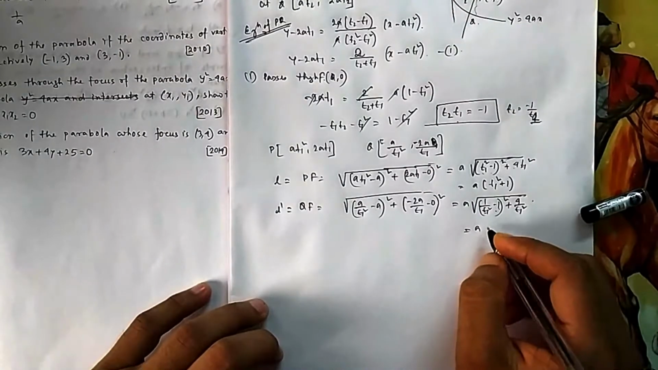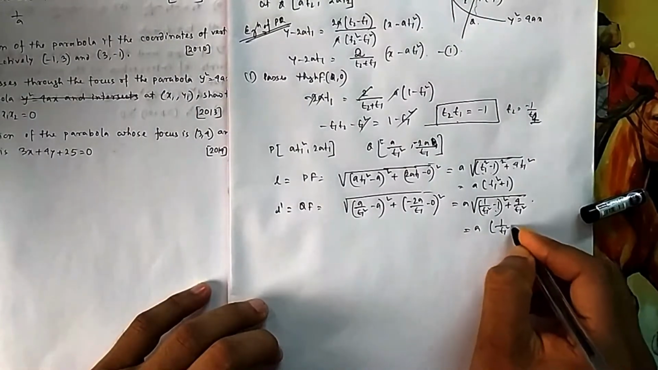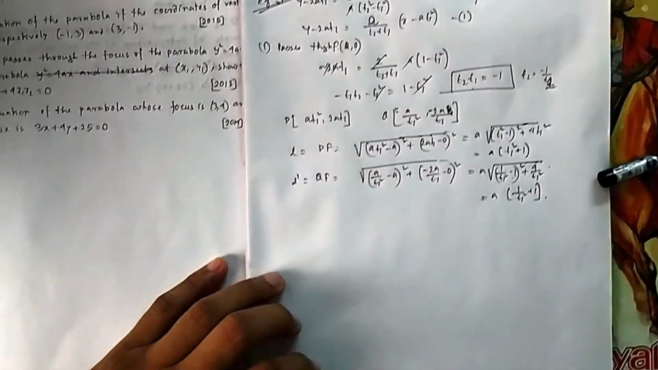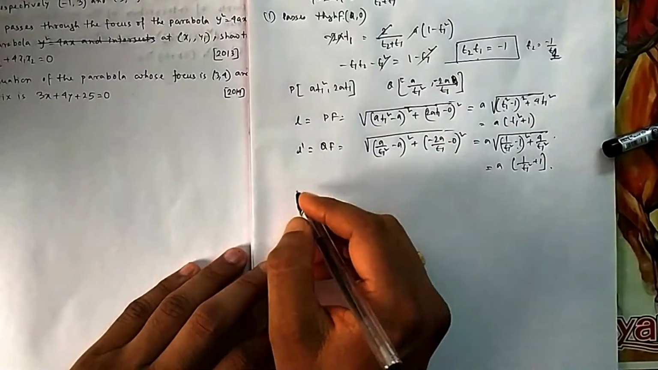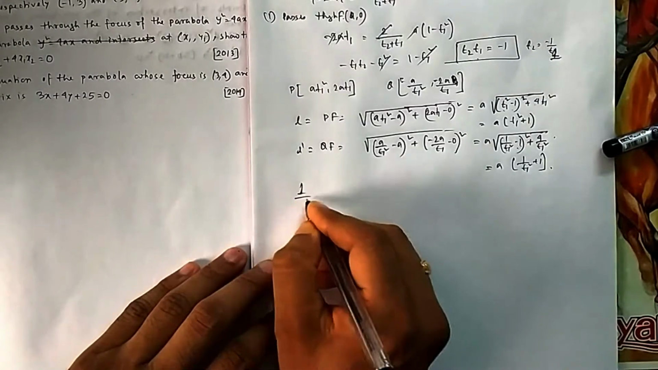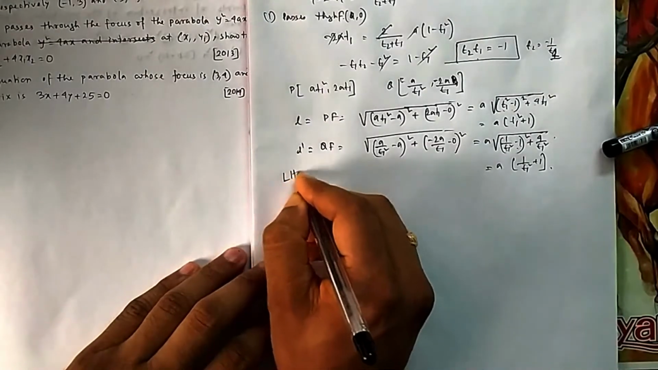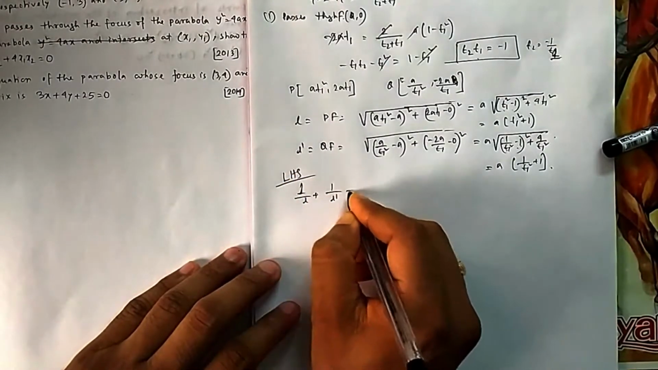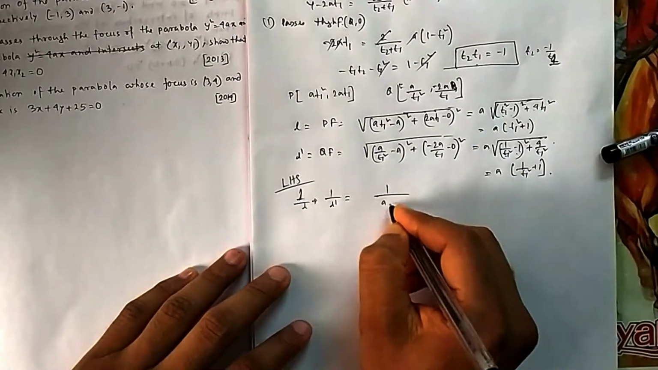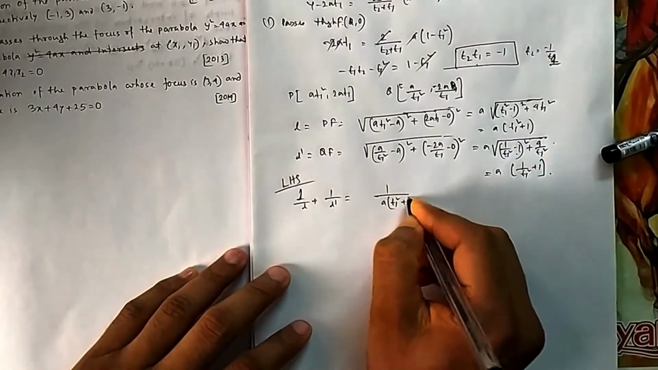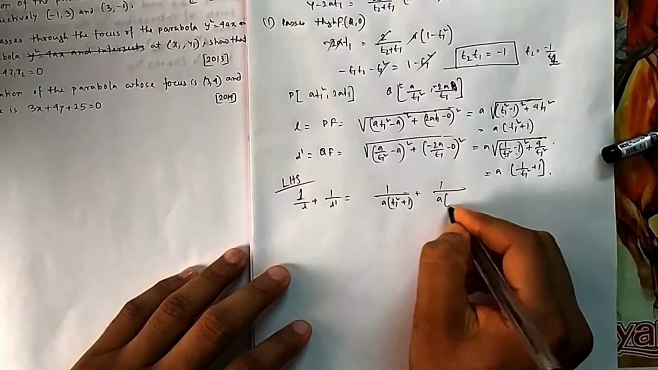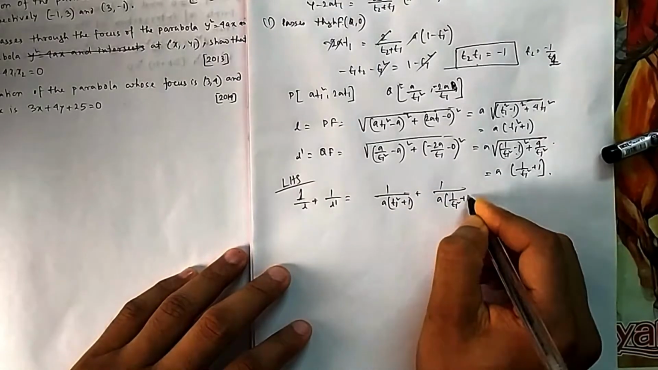So it is (a+b) whole square. So here also you will get something of this fashion. Now what do they ask to find? 1/L plus 1/L dash. So 1/L, that is your left hand side, plus 1/L dash is equal to 1/(a(t1² + 1)) plus 1/(a(1/t1² + 1)).